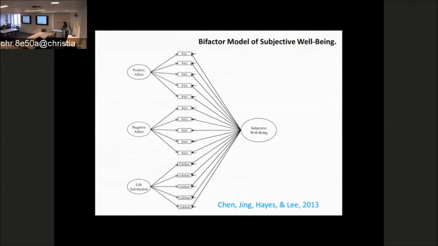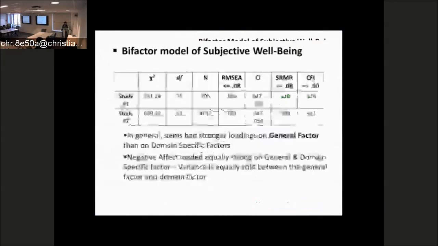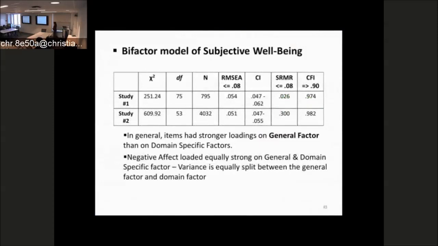This is the subjective well-being. This is a general factor that captures subjective well-being across all domains, and these are unique specific domain factors. This is the general factor, and these are the fit statistics. I tested other models. I did not put the statistics here, but the bifactor model also gave the best fit. That means it gives you the most accurate approximation to your data set.